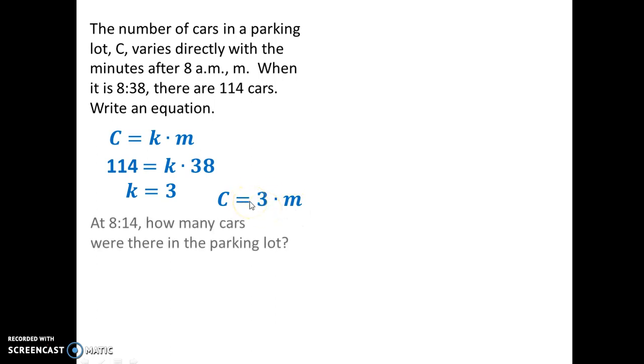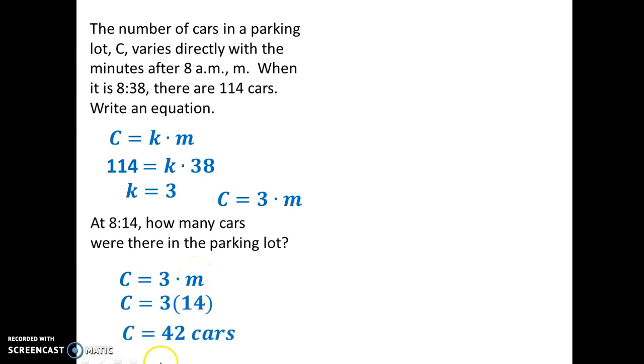Now we can use that model to solve things. So here it says at 8:14, how many cars were there in the parking lot? So solve that. All right, let's use our model. At 8:14, we are 14 minutes after 8, so 14 goes in there, and that works out to 42 cars.